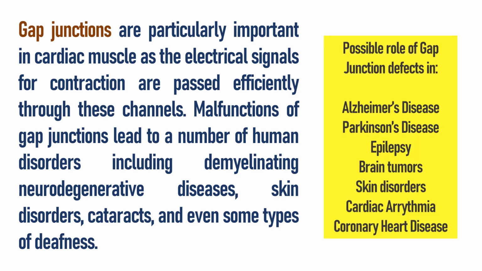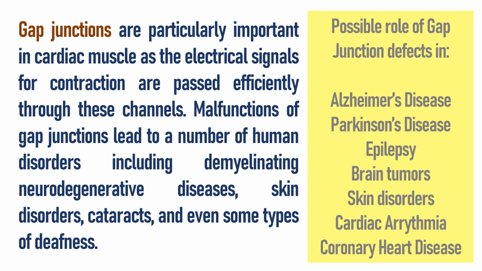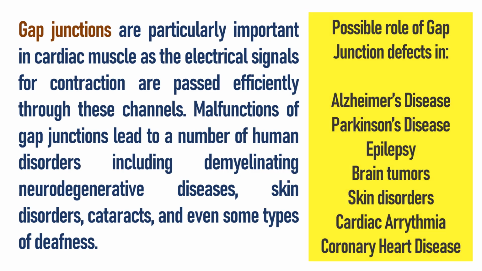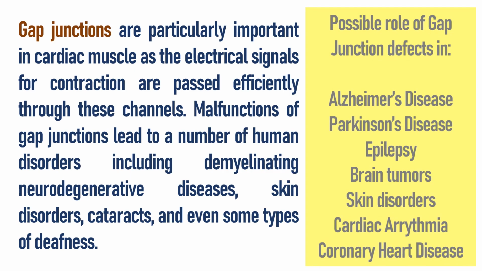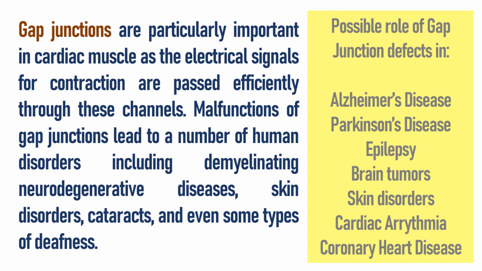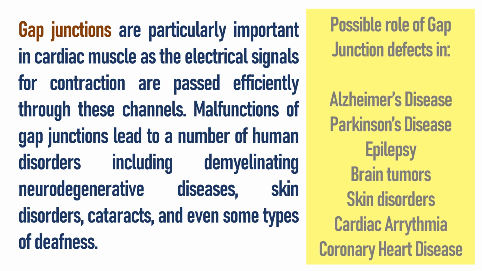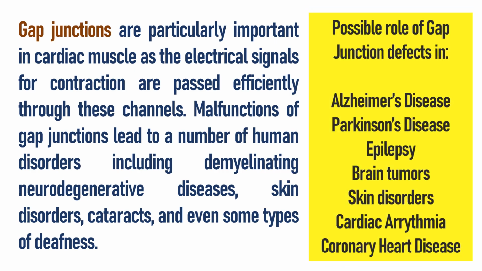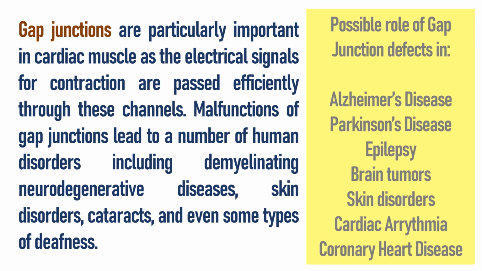Gap junctions are particularly important in cardiac muscle, as the electrical signals for contraction are passed efficiently through these channels. Malfunctions of gap junctions lead to a number of human disorders, including demyelinating neurodegenerative diseases, skin disorders, cataracts, and even some types of deafness.